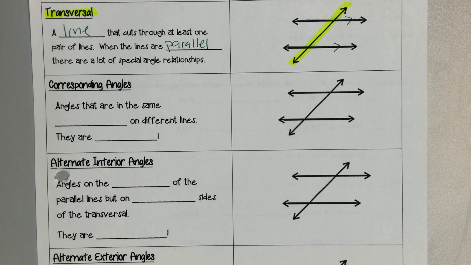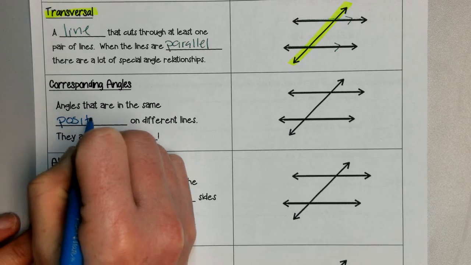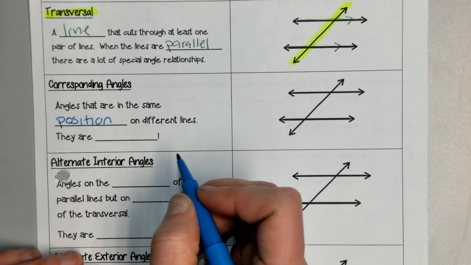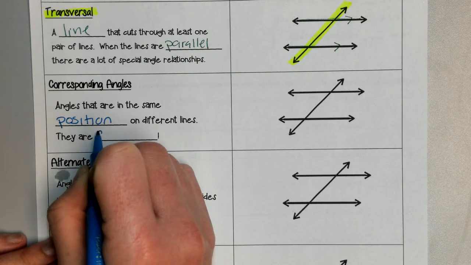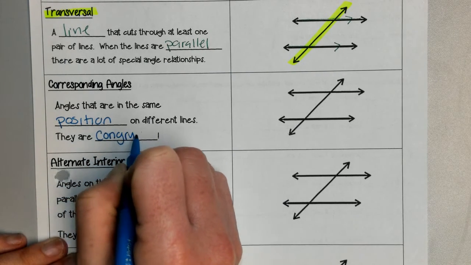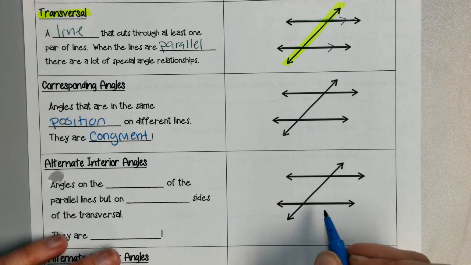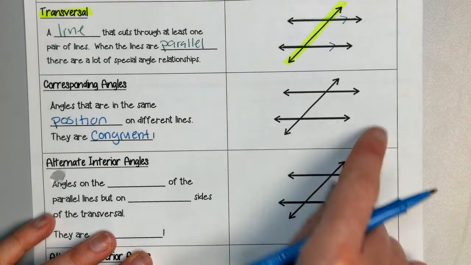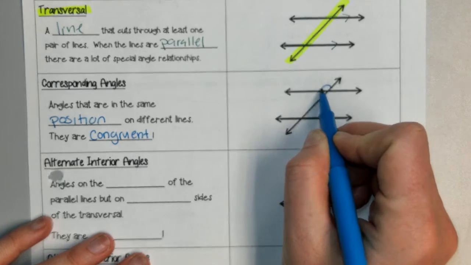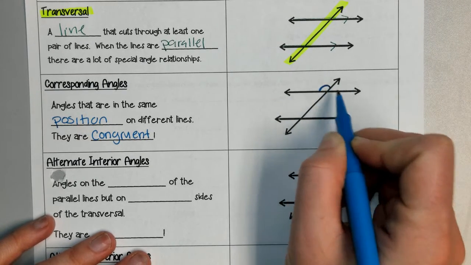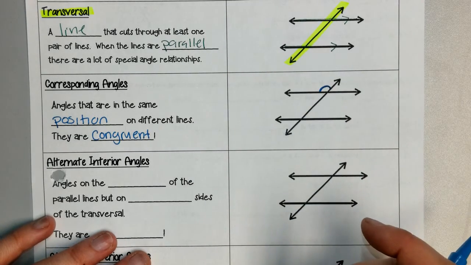Corresponding angles are angles that are in the same position on different lines, and corresponding angles are congruent. So, if we look at our pair of parallel lines cut by this transversal, this angle is on the top left-hand side of that angle set.